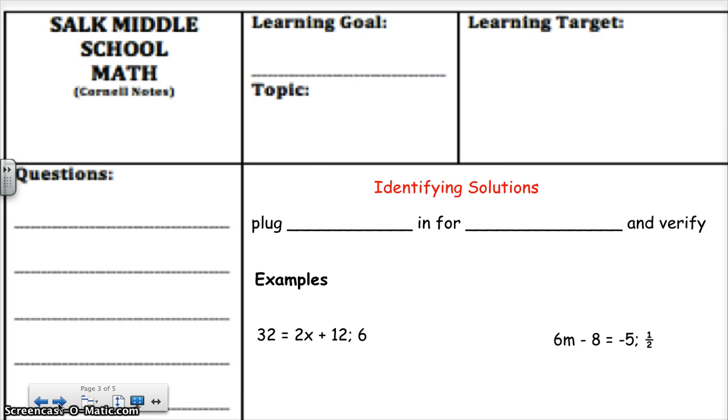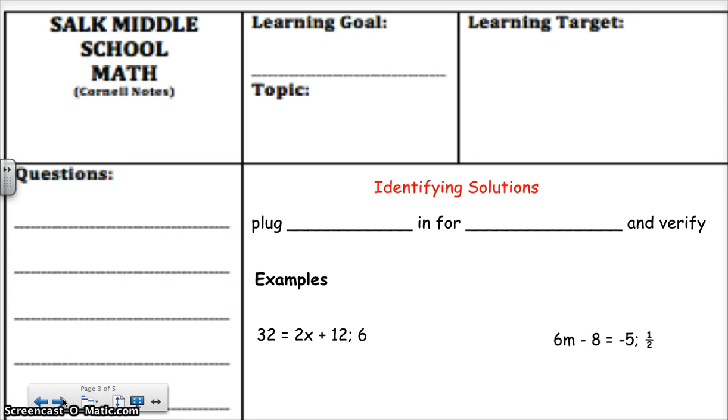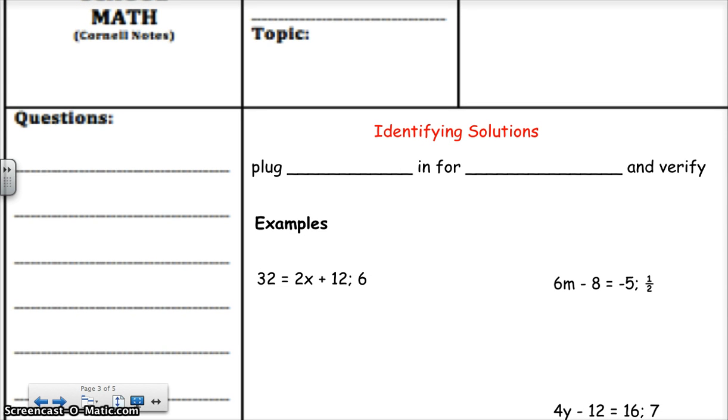So we just covered this first page, to identify if equations are true or false. Now we're going to identify if a chosen value for a variable makes an equation true or false. And all you do is plug the number in for the variable and verify.